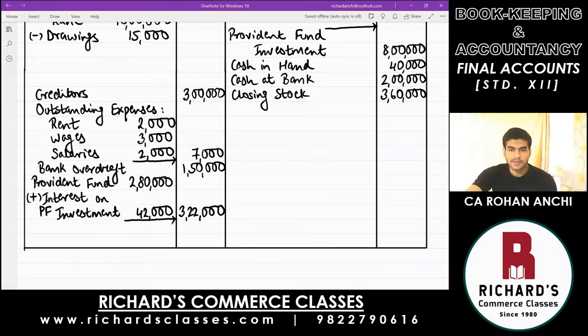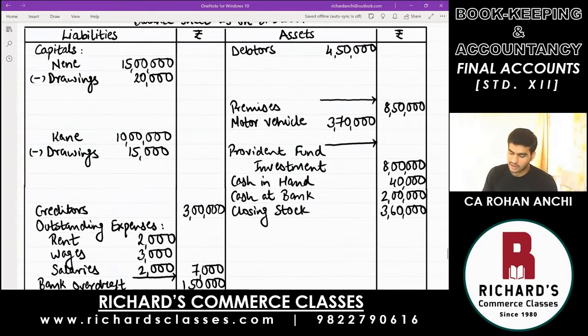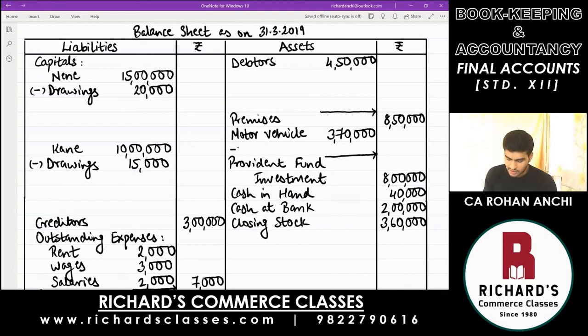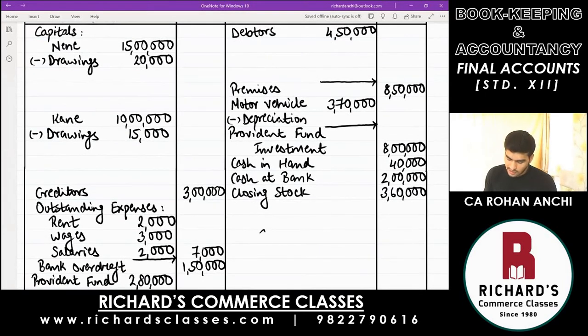Okay, two effects are done. Let's move to the next point. Number 3, depreciate motor vehicles at 5%. On the asset side, motor vehicles written in the inner column, write down minus depreciation. 5% per annum. So calculate on 3,70,000. What is 5%? 18,500.